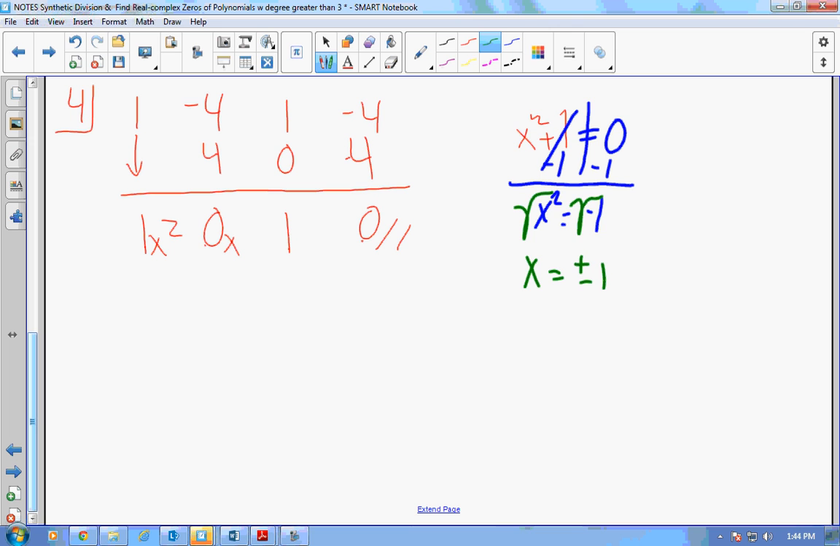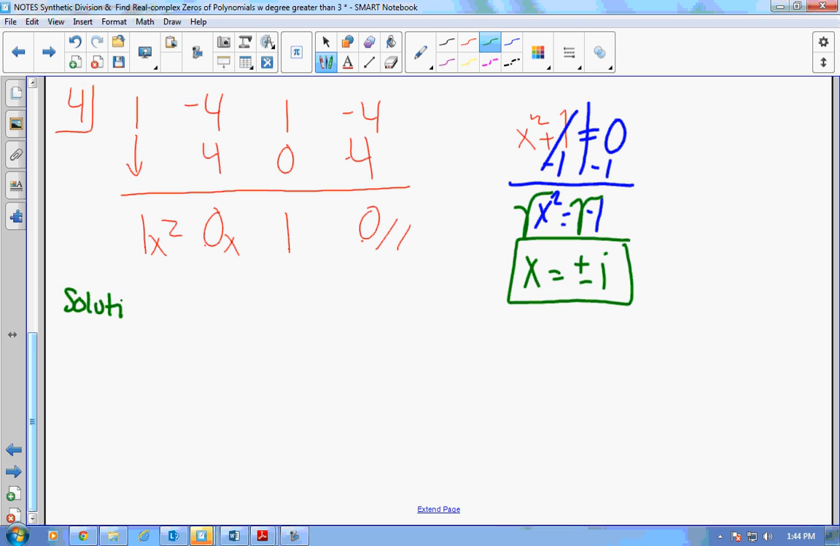I. And these are conjugates. Whenever we have imaginary solutions, they have to come in pairs. So we have a positive version and a minus version. So we had all of our solutions.